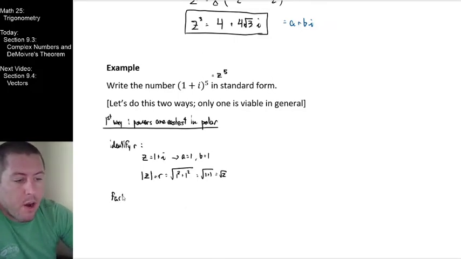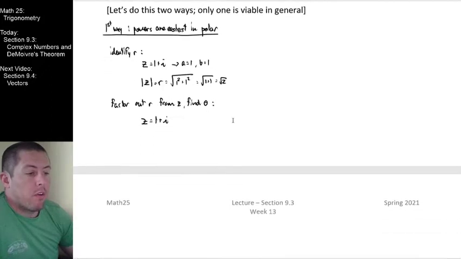Now let's factor out r from z and find theta. I want to take my z here as 1 plus i, and I want to factor out that root 2 from it.